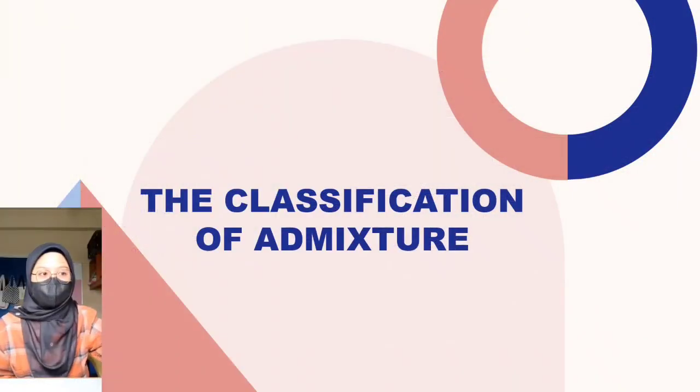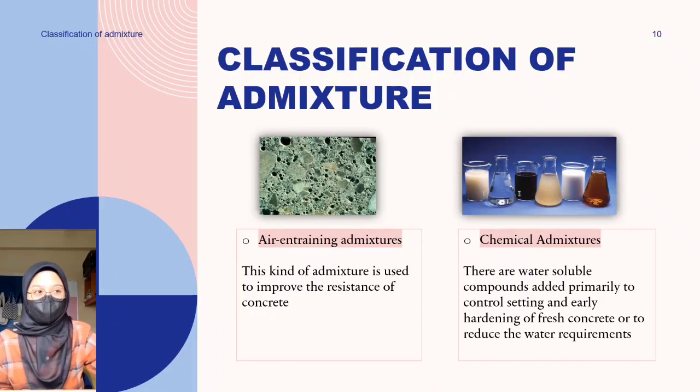So next is the classification of admixtures. We have four types of classification of admixtures. The first one is air entraining admixtures. This kind of admixture is used to improve the resistance of concrete. The second one is chemical admixtures.